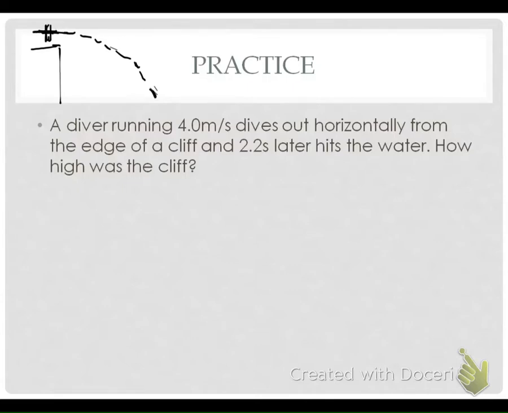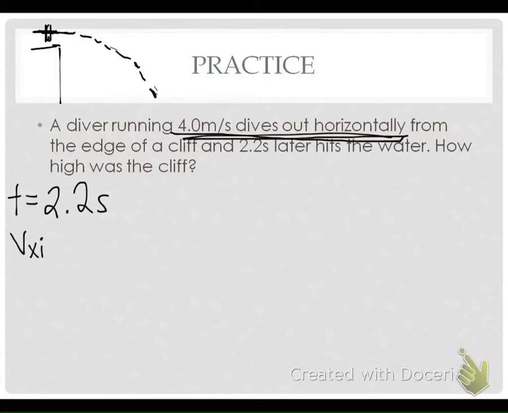Out of our given problem, tell me some things that we can pick out and start adding to our list. Time, and time is going to equal 2.2 seconds. What is the initial velocity, and what type of initial velocity? Horizontal, because it says he dives out horizontally. That means when he leaves the cliff, at that very instant, his only velocity is in the horizontal direction. So v sub xi equals 4.0.